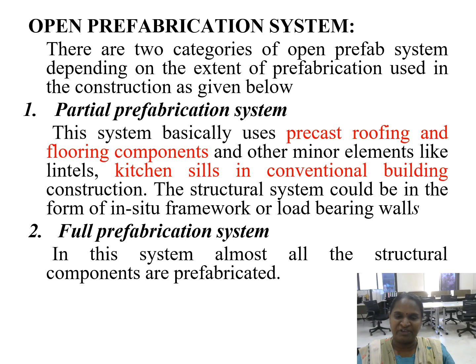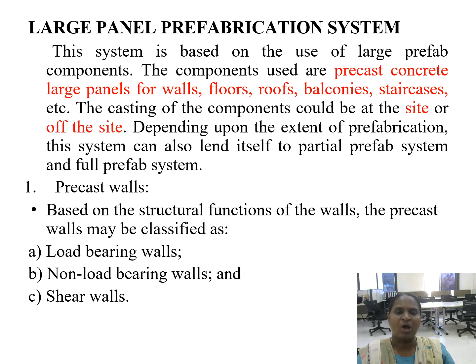In the full prefabrication system, almost all the structural components are prefabricated. Another one is the large panel prefabrication system. This system is based on the use of large prefab components. The components used are precast concrete large panels for walls, floors, roofs, balconies, staircases, etc. The casting of the components can be done on site or off site.